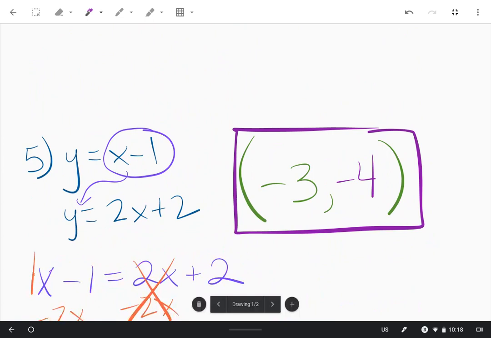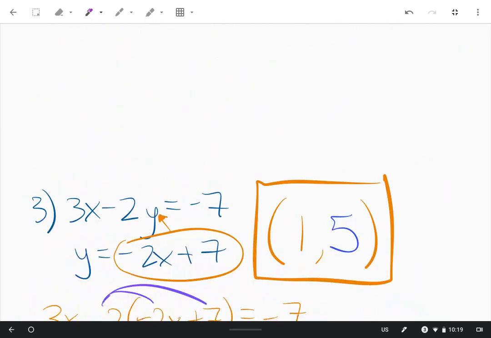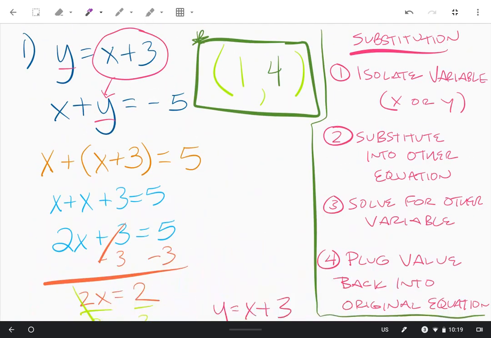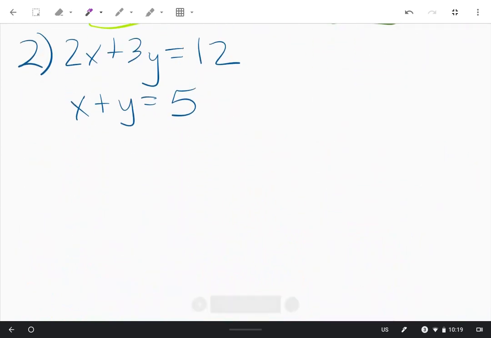So in all these examples, the y was already by itself, or the x was already by itself. So we just went ahead and moved on to step 2. So what if we don't have an isolated variable to begin with? Well, that's what we're going to see in number 2. In number 2, 2x plus 3y equals 12, x plus y equals 5. Well, we need to get one of these to be isolated. So I think the easiest place to start is going to be the second equation.